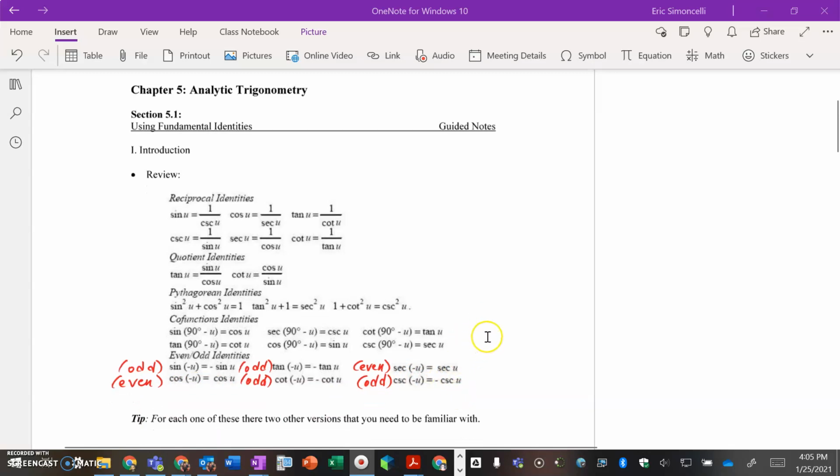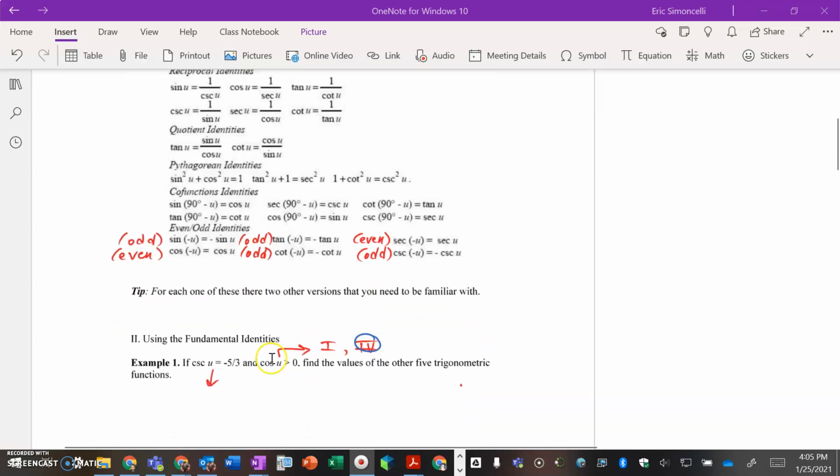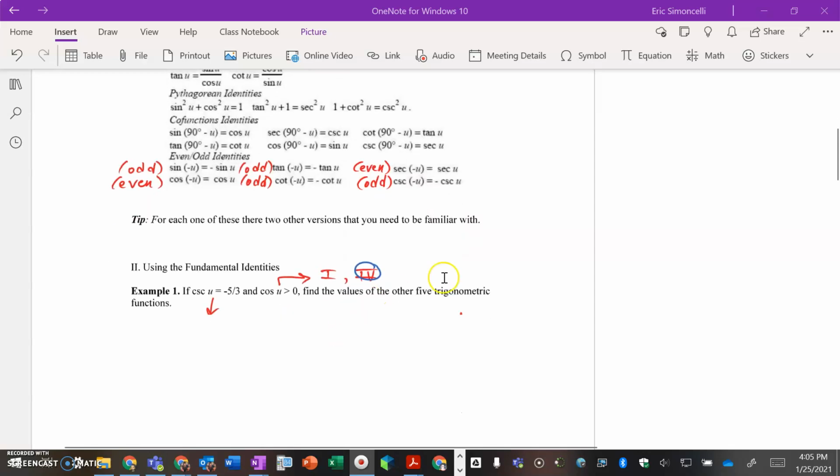As a tip, for each one of these, there are two other versions that you need to be familiar with. That speaks again to the idea of sine of negative equals negative sine, but also its reciprocal. I've denoted that anyway, so this tip may be kind of arbitrary.